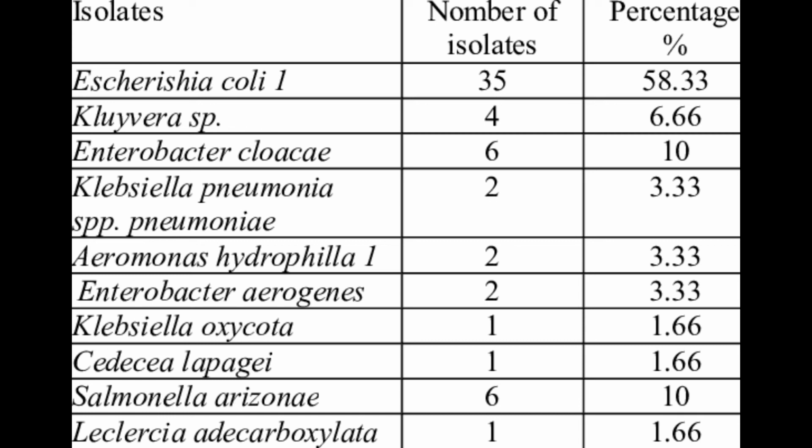Bordetella septica on blood agar has white colonies with a red background, and Alcaligenes faecalis. On MacConkey, they are colorless, yellowish, reddish.